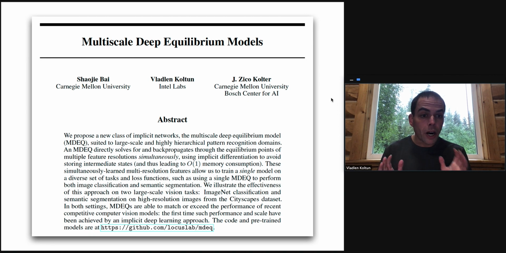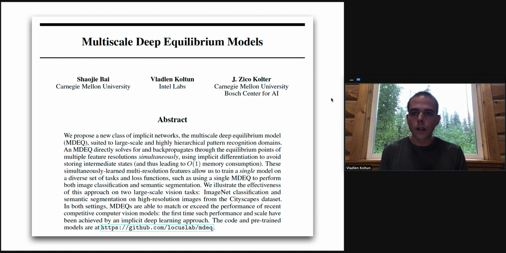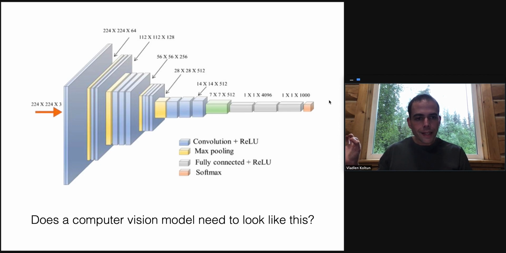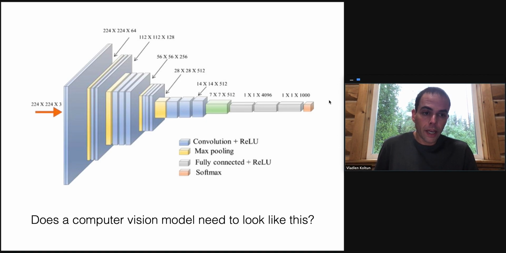That concludes the first part of my talk, and I will now proceed to the second part, in which we will look at the recent work with Xiaoji Bai and Zico Kolter on multi-scale deep equilibrium models. And in this work, we are going to question the other underlying assumption of convolutional networks, which is that deep networks are composed out of layers.